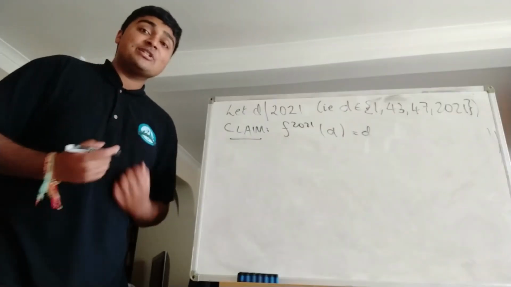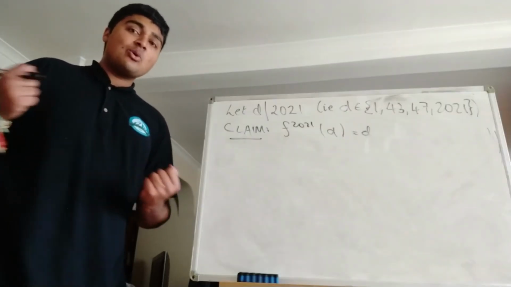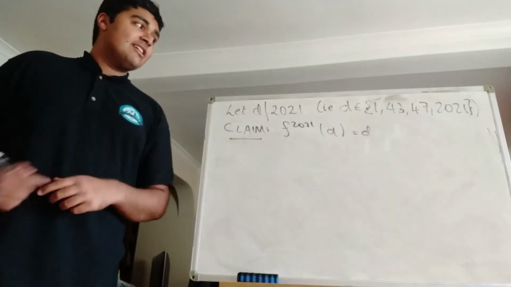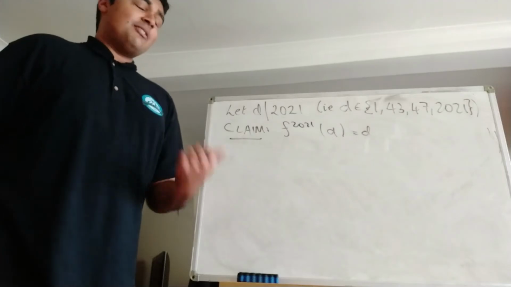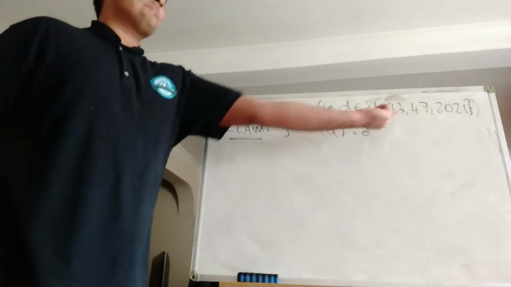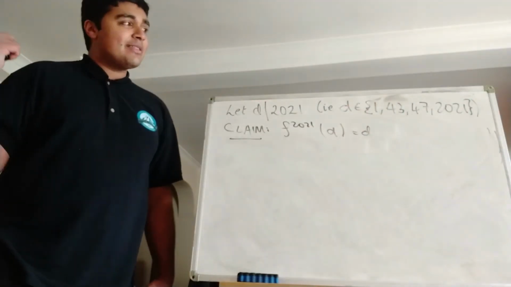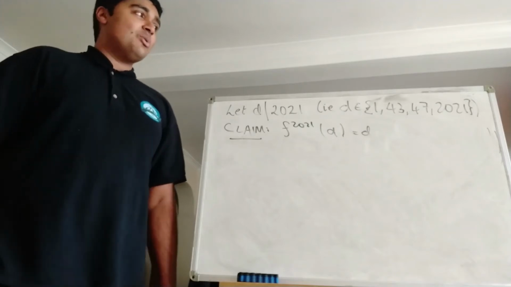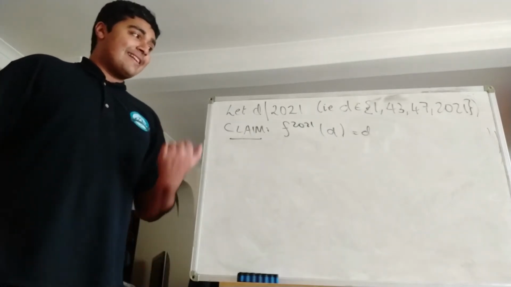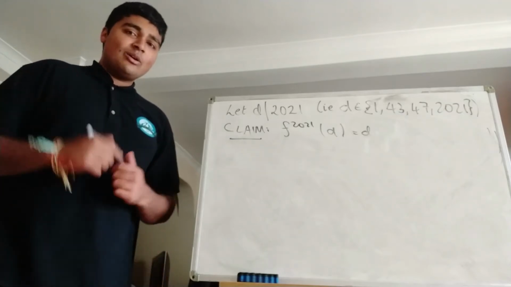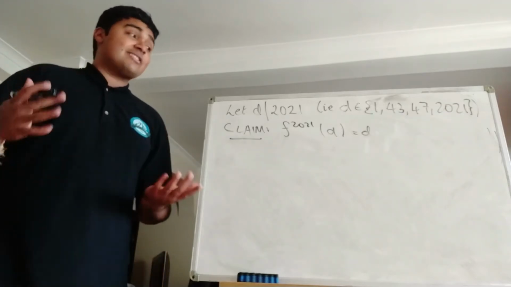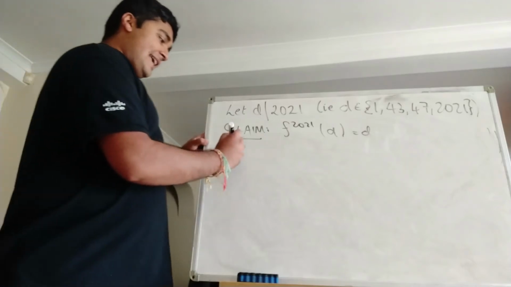Okay, so now what we're going to do is take a factor of 2021 and call it d. So d is some positive integer that divides 2021. And if you just look at the prime factorization of 2021, you can work out that d must be one of these numbers here. So d must be either 1, 43, 47, or 2021. Now my claim is that f to the 2021 of d equals d, and this holds true for any interesting function f. Now let's prove this claim.